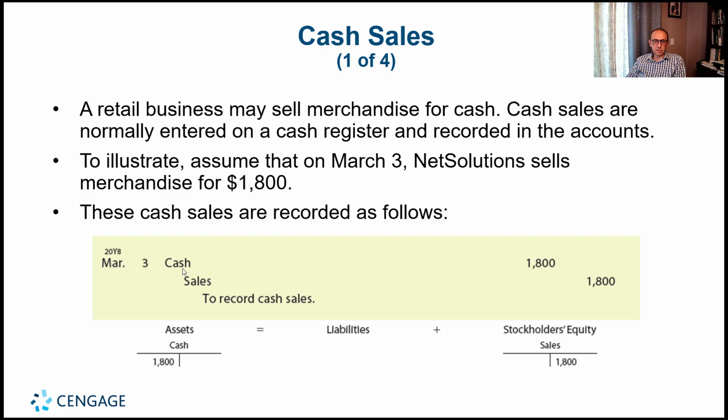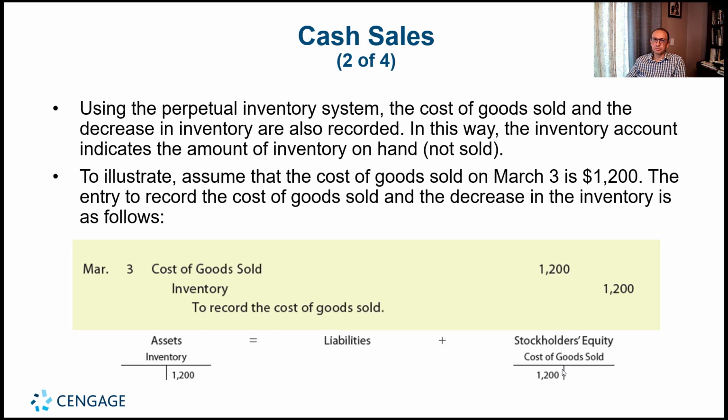But remember, sales is not a balance sheet account, that's an income statement account. So as you can see here, since it's an income statement account and it's revenue, it has a positive impact on stockholders' equity. And this is why on the accounting equation here we are representing it under stockholders' equity, because it has a positive impact on stockholders' equity. So you can see the T account for cash is a debit for $1,800, and the sales is a credit for $1,800, keeping the accounting equation balanced.